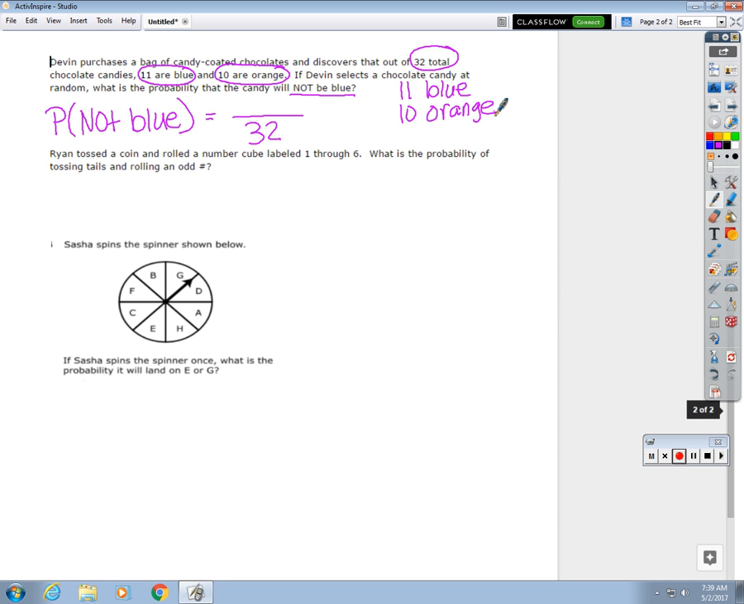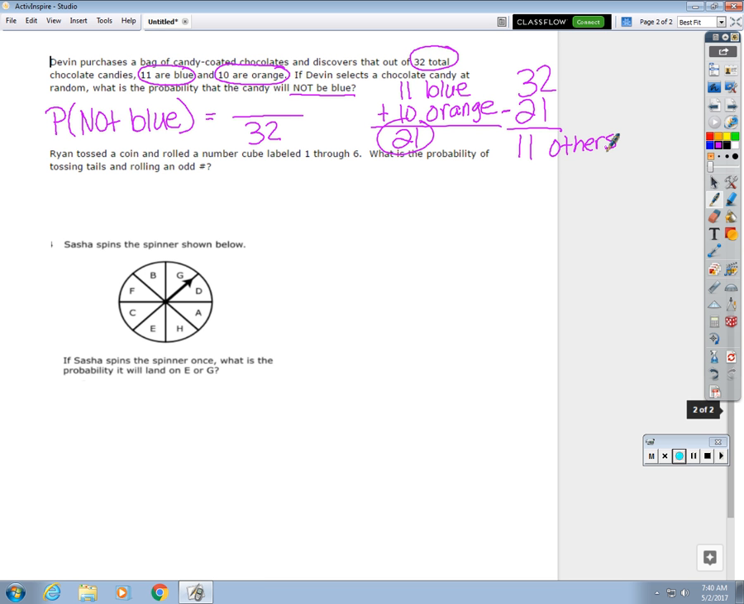we're missing some candy because 11 plus 10 is 21, and it's saying that we have 32 total candies. So we're going to add these together, which gives us a total of 21. And so we have to see how many other candies there are. So there's 32 total in the bag, minus the 21 orange and blue, which leaves us with 11 others. Okay, so we know that there are 11 blue, we know that there are 10 orange, and we know that 11 of the chocolate candy is something other than blue and orange.